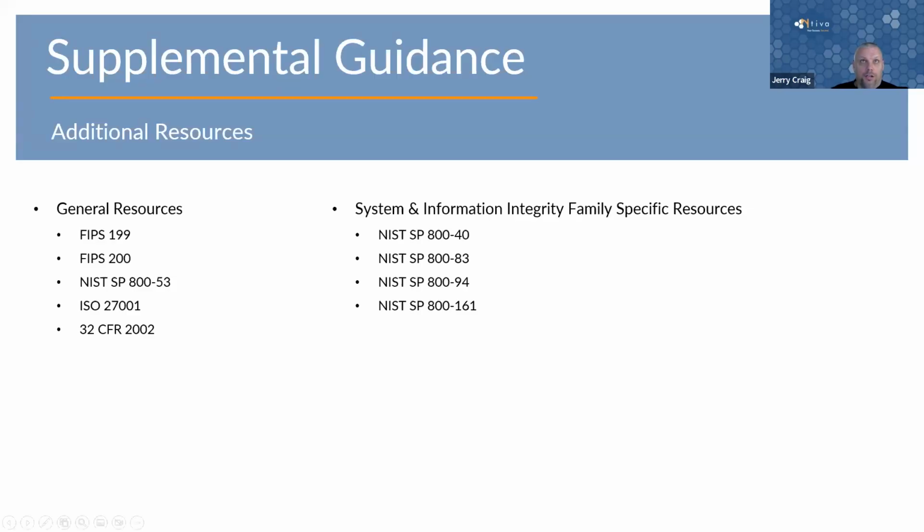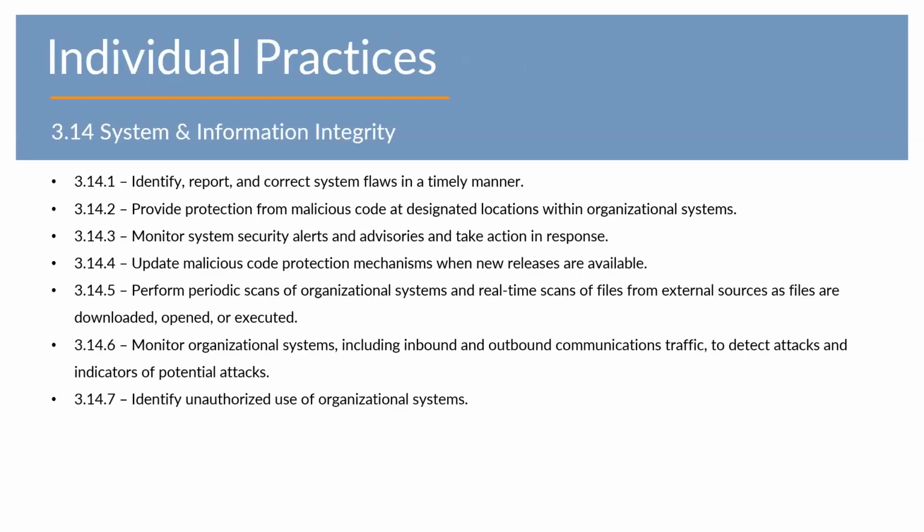Supplemental guidance here. The system integrity specific resources, very few of them. There's only 4 that you're going to have to reference. Again, a much easier domain than some of the others. And then only 7 individual practices. As I normally do, I'm not going to read these to you. We're going to go through them one by one. But you can see this entire section is talking about malicious code, protection mechanisms. How do you monitor for it? How do you, for lack of better terms, respond to it? Those kinds of things.